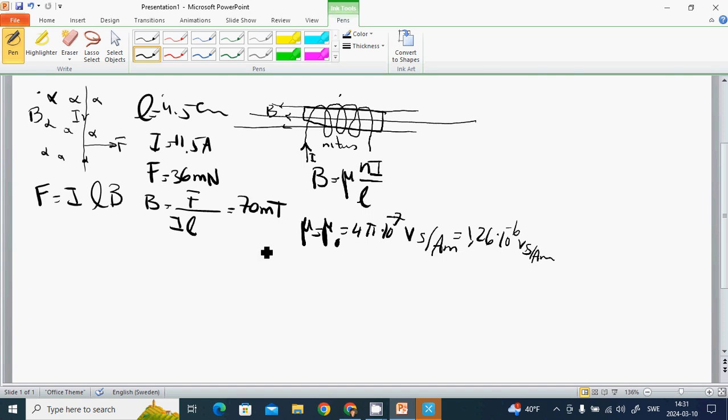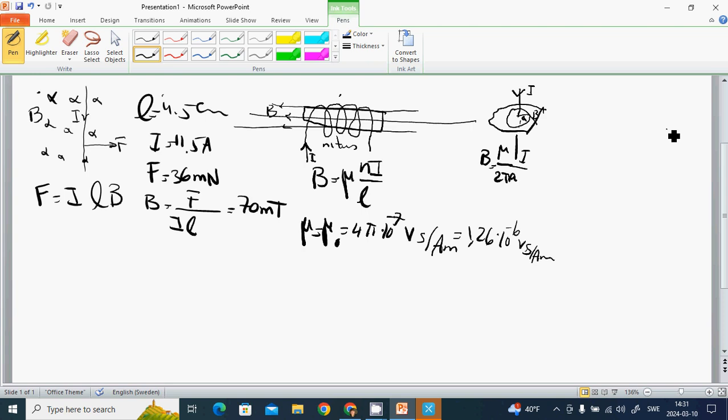If we have a wire going circular, and it is B, and it has radius a, and current I. Then B equals mu I divided by 2 pi a.